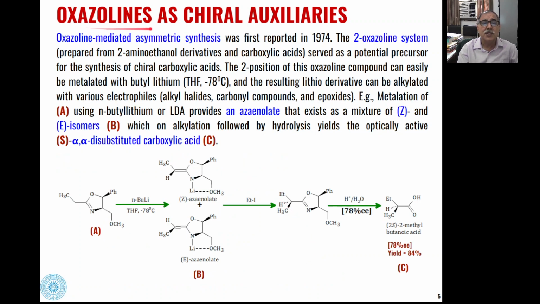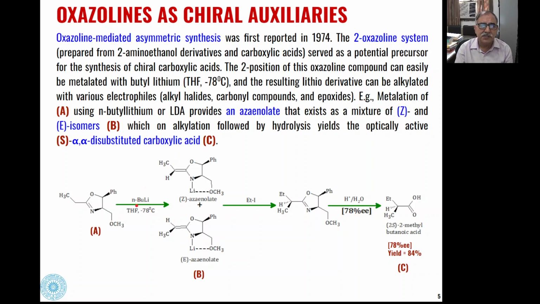Now first is use of oxazolines as chiral auxiliaries. This oxazoline system can be easily prepared from an amino alcohol when this is condensed with carboxylic acids or their derivatives, then we can easily prepare these types of 2-oxazoline systems. And these 2-oxazoline systems act as potential precursors for the synthesis of chiral carboxylic acids.